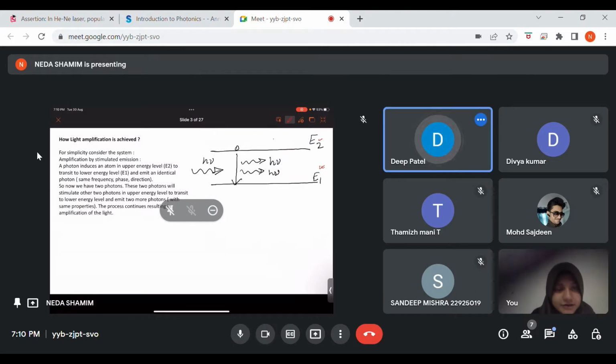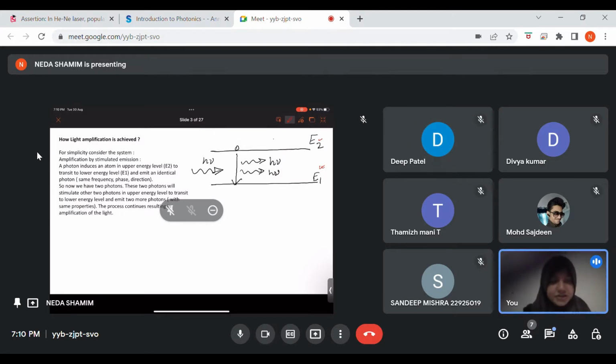So how is light amplification achieved? Suppose you have a system with two energy levels, E2 and E1, and you have atoms on the upper energy level. Then there is some radiation going through this system. Seeing this radiation, the atom in the upper state will drop down to the lower state, and you'll have an emission of radiation. So from one radiation, h nu, you have two photons, h nu and h nu. There will be two photons from one.